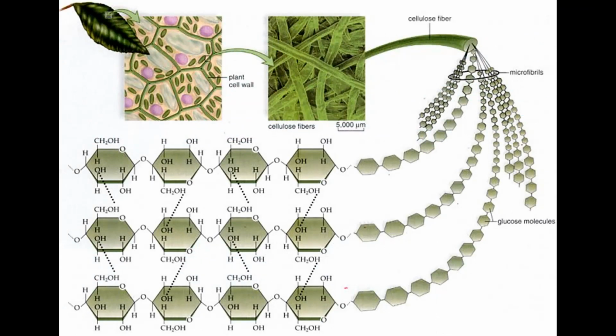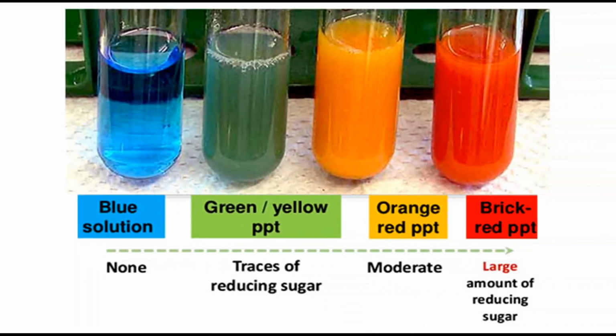The Benedict's test can be used to check for reducing sugars. A color change from blue through to red means reducing sugars are present. To test for non-reducing sugars, take a fresh sample of the solution and either heat it with diluted hydrochloric acid or hydrolyze using enzymes. You can then neutralize it with sodium hydrogen carbonate.